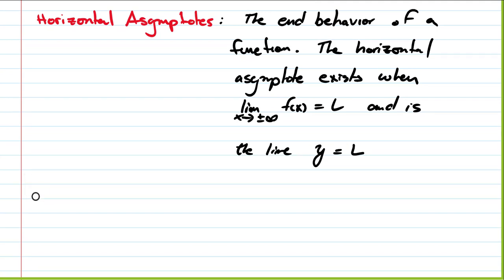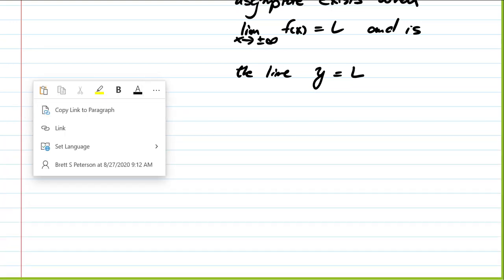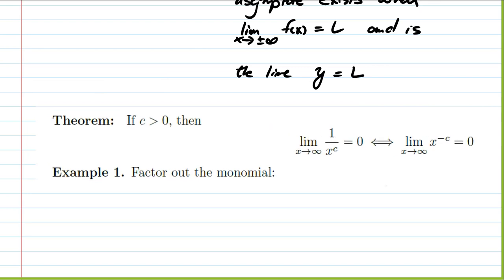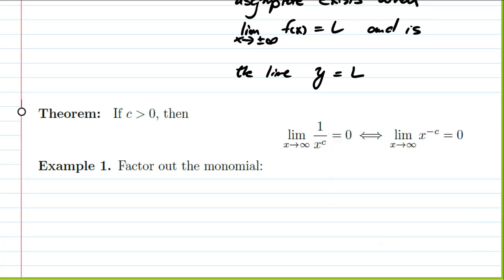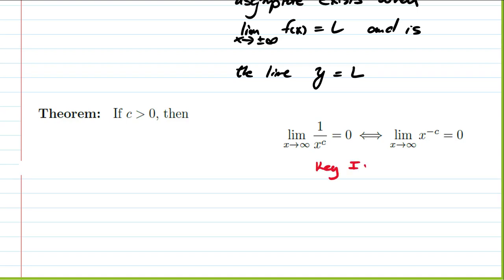All right, so now we're ready for our first theorem, and this is going to be one of the key things that we're going to need to evaluate these infinite limits. So if c is a positive number, then the limit as x goes to infinity of 1 divided by x raised to the c is 0. If we use our negative exponent law to move that up into the numerator, then we would still have the same thing, and that limit is 0. This is really going to be our key idea that we're going to use to evaluate pretty much all of the limits, at least for a little bit.